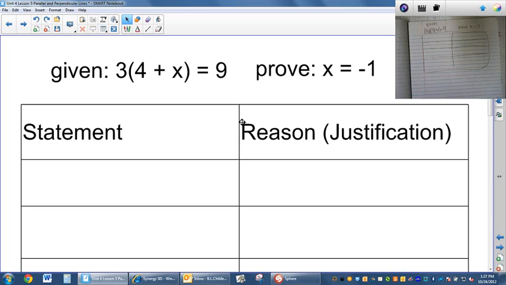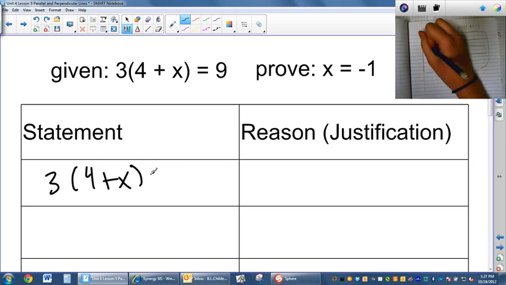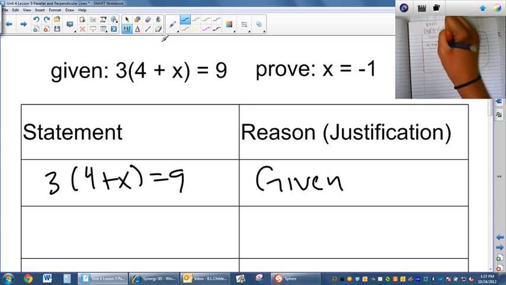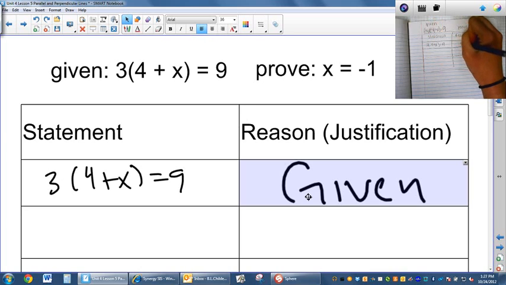Okay, everybody. Pretty good effort on the homework, I'd say across the board. All right, your first statement is pretty straightforward, right? It's going to be 3 times 4 plus x equals 9. And the reason for that is given. The first one is usually given.